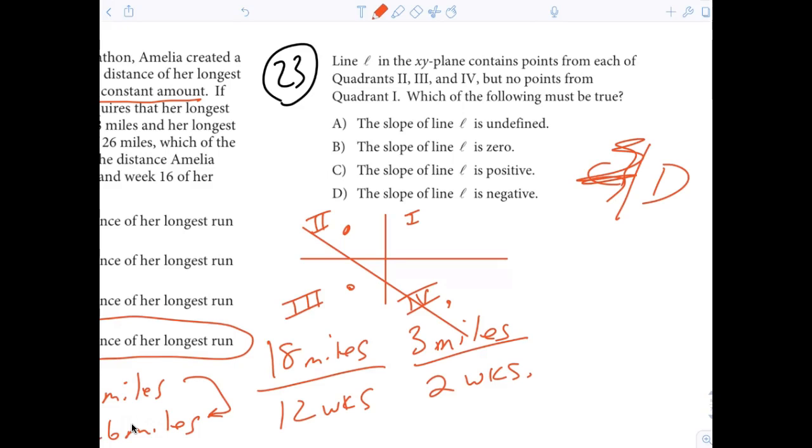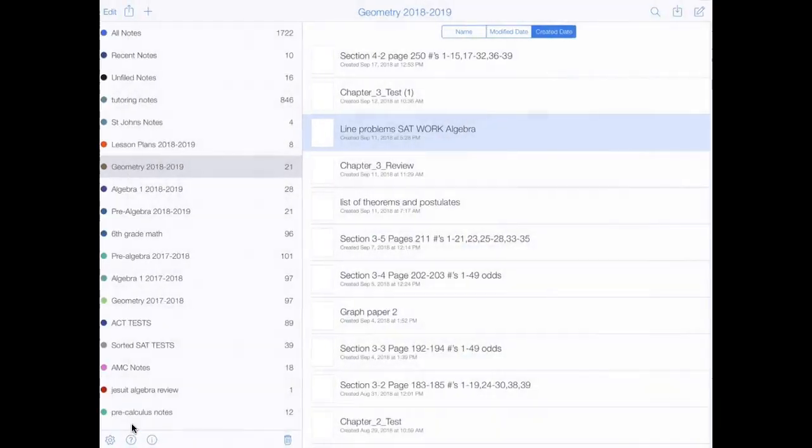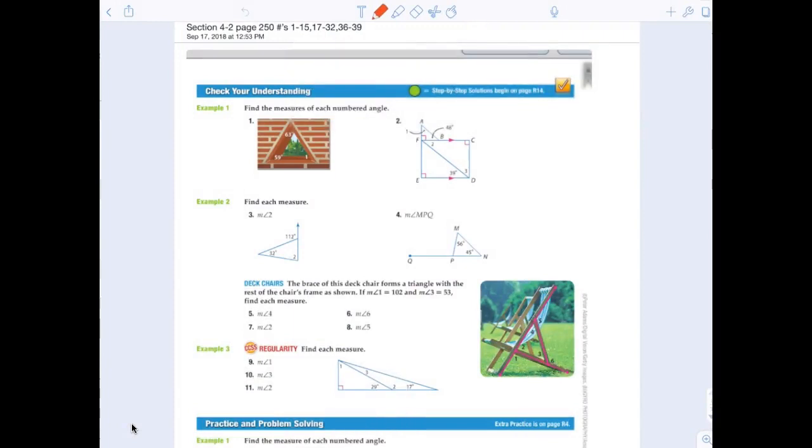Now I want to talk about today's lesson, so let's go back. If you want, take out a sheet of paper. We're on section 4-2, and it is page 250, numbers 1 through 15, 17 through 32, 36 through 39. No, I'm not posting this on Google. You're working on paper.